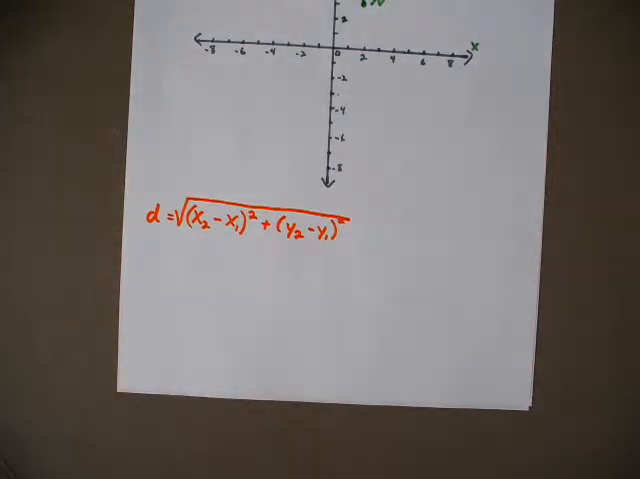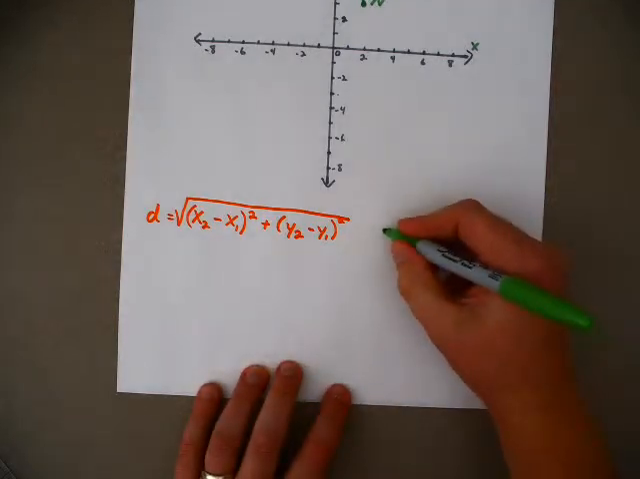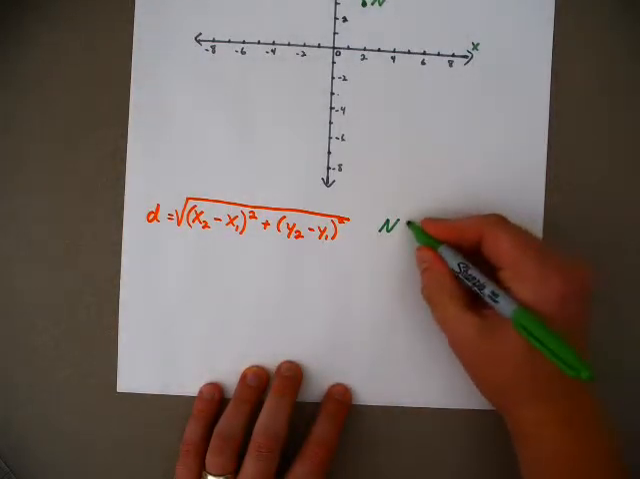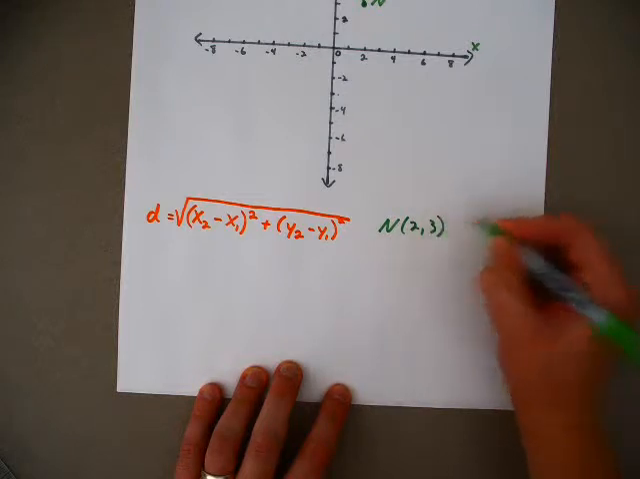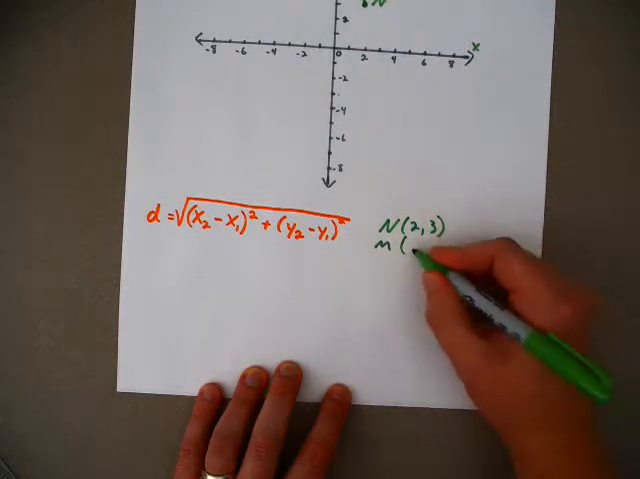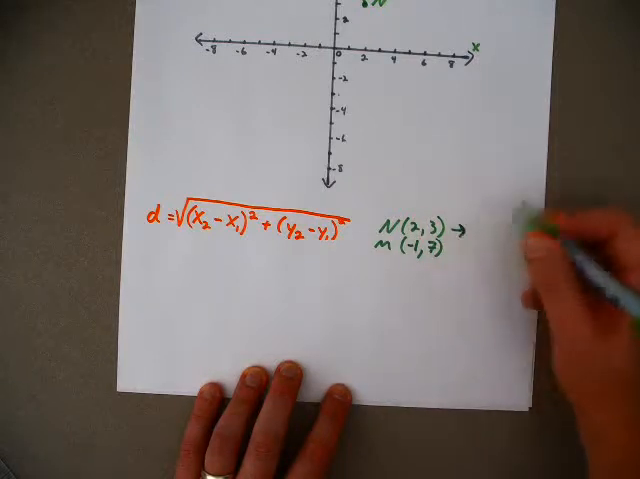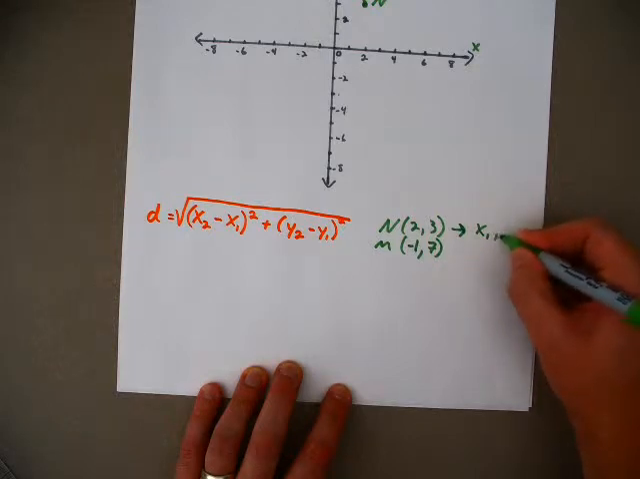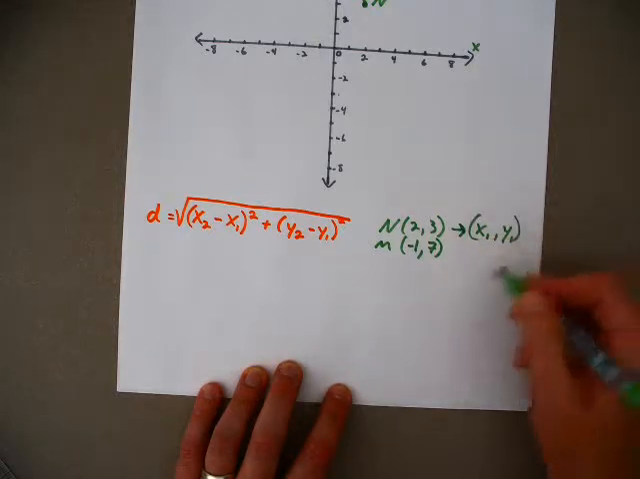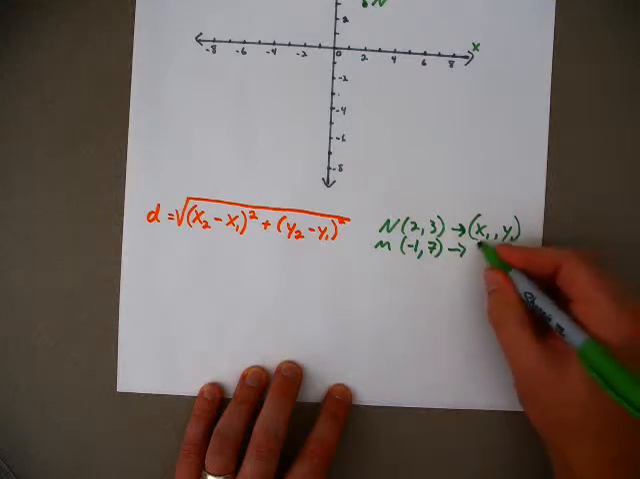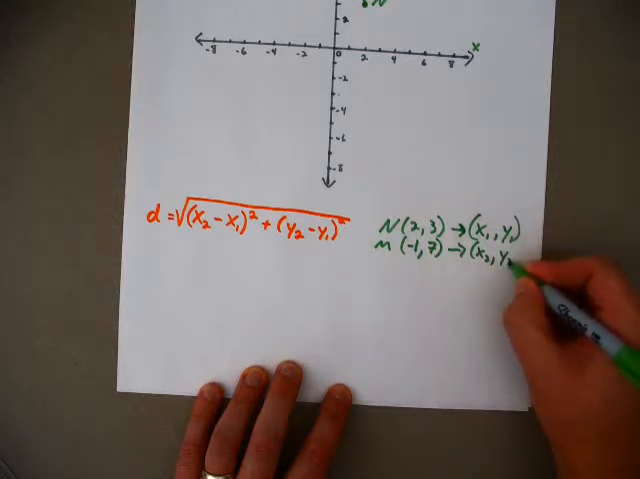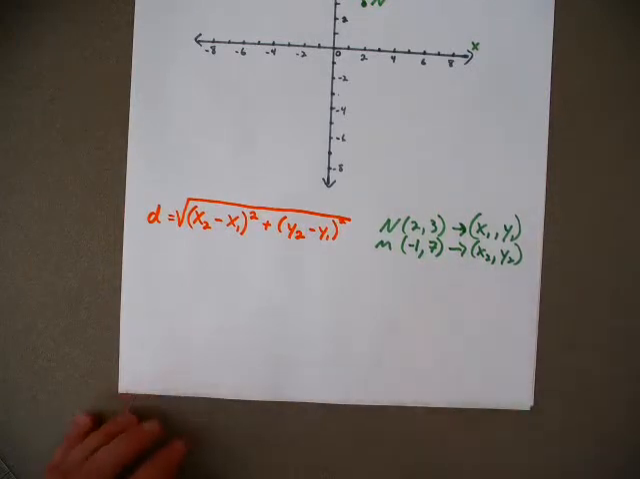So let's take a look at what our points were again. We had N, which was 2, 3, and we had M, which was -1, 7. This is going to be our x1, y1. These are going to be our x2, y2 values. So what I'm going to do is just plug our information into this formula. It's a nice thing about formulas. All you have to do is plug them in.